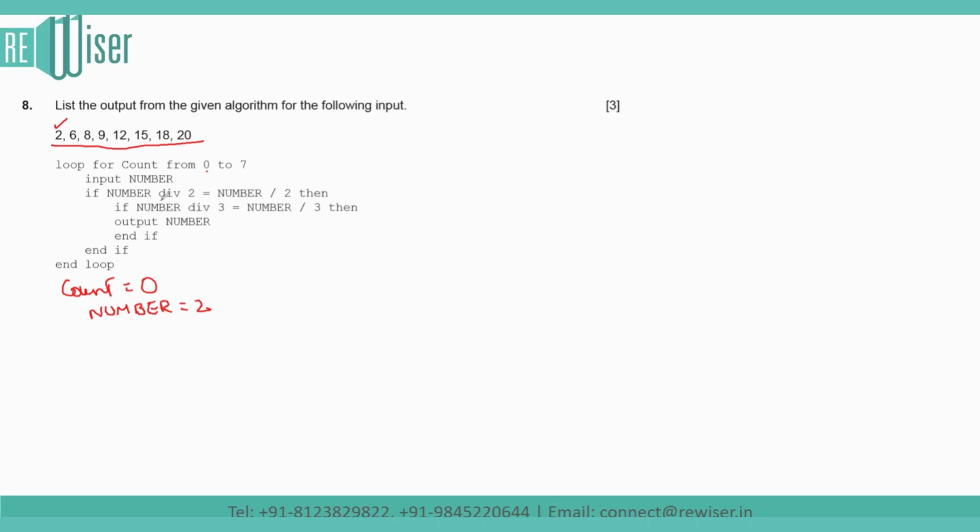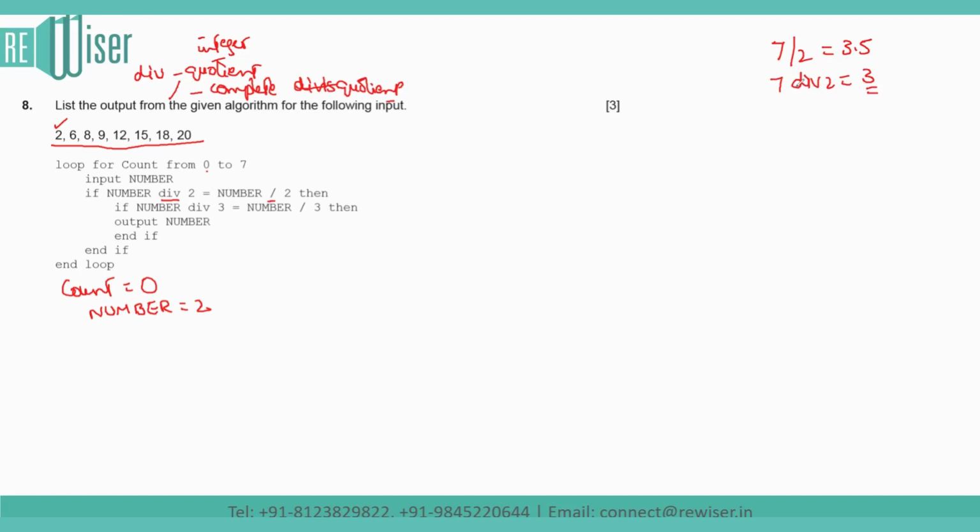What is the difference between the div operator and the division operator? The div will give you just the quotient after division, whereas a slash will give you the complete division value. The div gives the integer quotient. There won't be any decimal points, whereas the slash will have decimal points. For example, 7 divided by 2 gives 3.5, whereas 7 div 2 gives 3. Only the integer quotient is returned with the div operator.